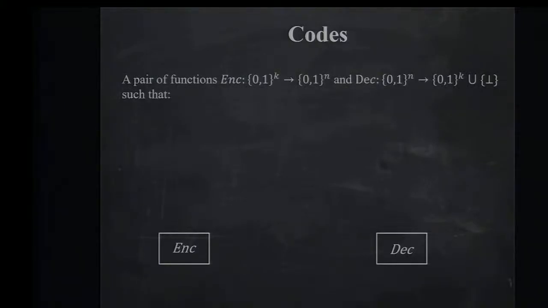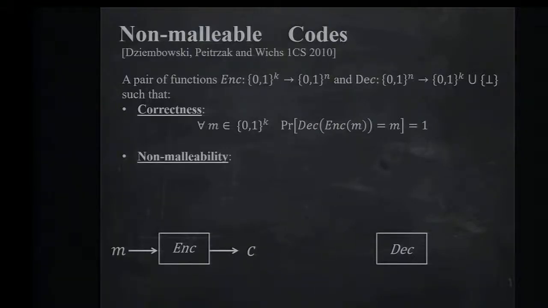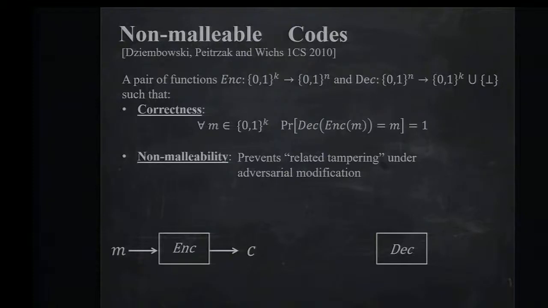But before we talk about non-malleable codes, what are regular codes? They have an encoding function and a decoding function, and they have a correctness guarantee. The encoder takes the message and outputs a code word, and the correctness will tell you that if you decode a correct code word, you will recover your original message, right? So this is just simple codes. And what non-malleability tells you is that you can prevent related tampering of the underlying message even under adversarial modification of the code word. We'll take a look at what we mean by this. So non-malleable codes were introduced by Dziembowski, Pietrzak and Wichs in ICS 2010, and they're actually a very cool primitive, quite fascinating, and so that's what we're going to talk about today.